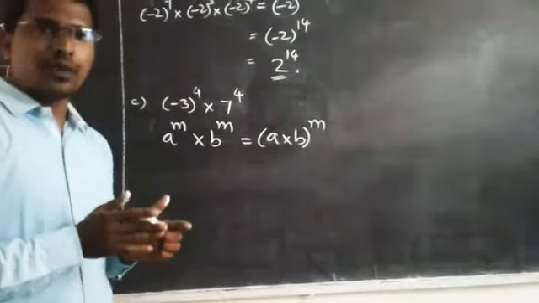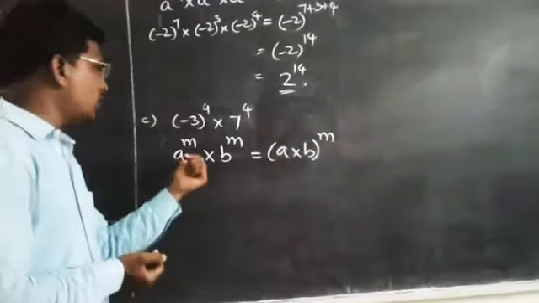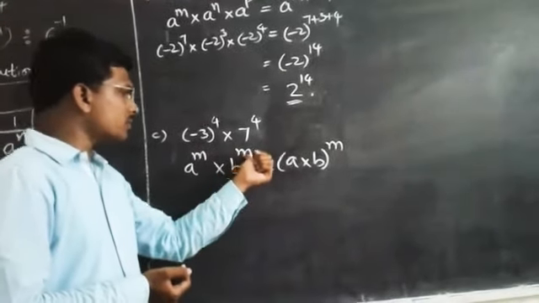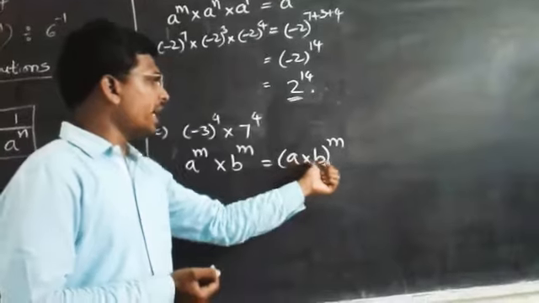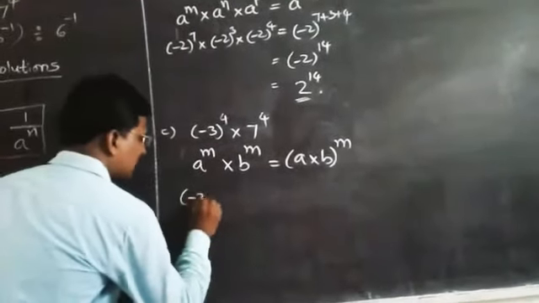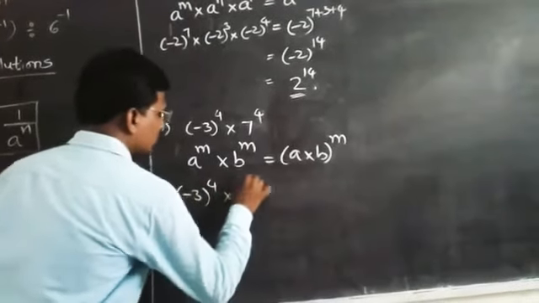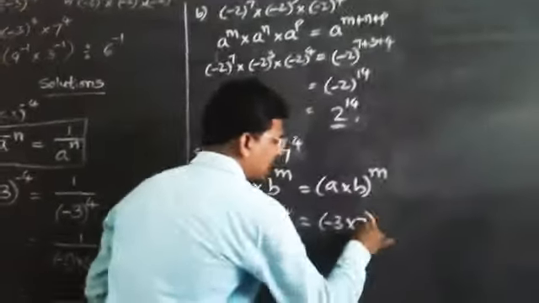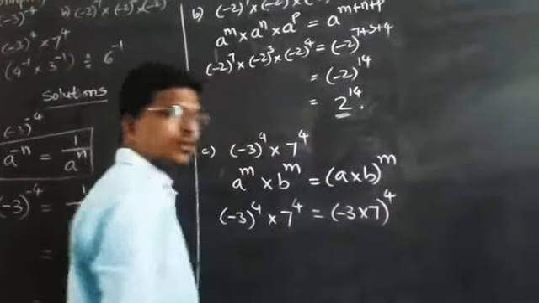When the bases are different and the powers are the same, we can use this formula. a to the power of m into b to the power of m is equal to (a into b) whole to the power of m. See, (-3) to the power of 4 into 7 to the power of 4 is equal to (-3 into 7) whole to the power of 4.